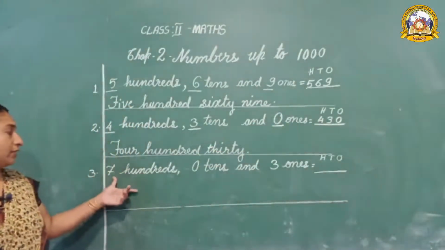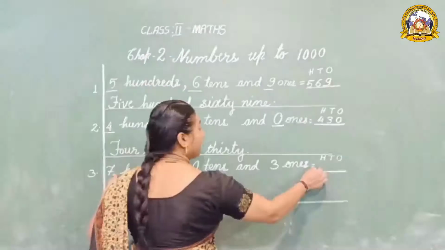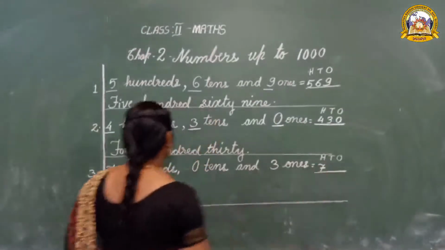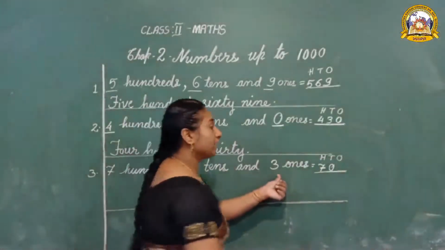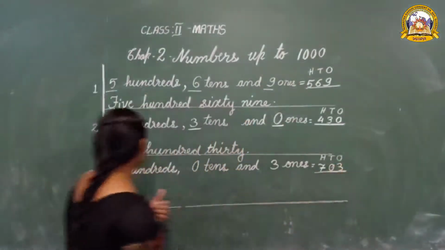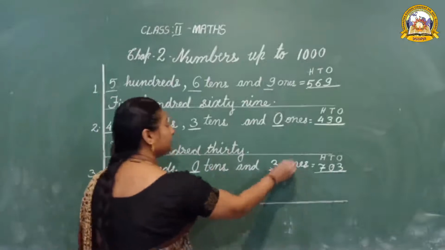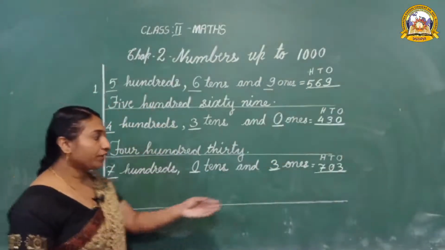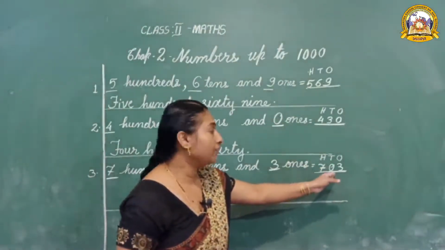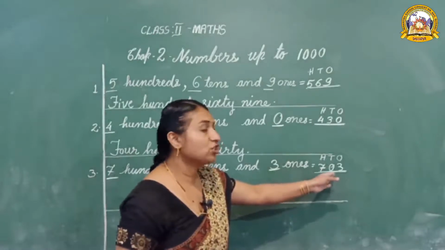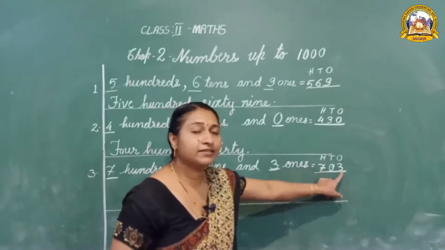Next. Now you can write the number. What is here? 700. Under 100, 7. Then below tens, 0. Then how many ones are there? 3 ones. Look. 700. 0 tens and 3 ones. Okay. How can we read it? 700 and can you see any tens here? No, 0 tens. So no need to say. It's only 703.